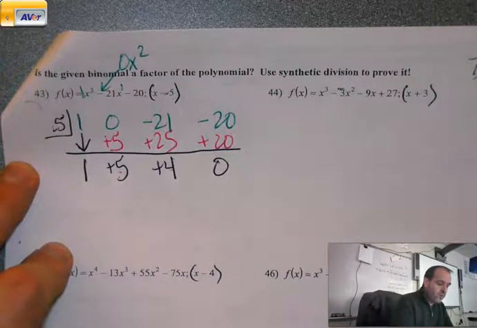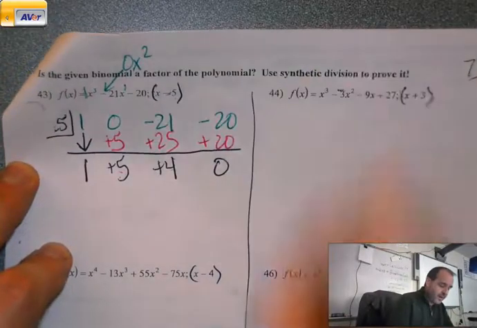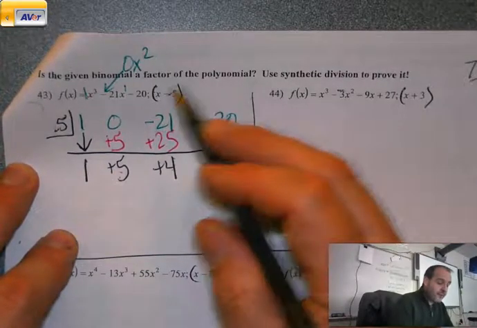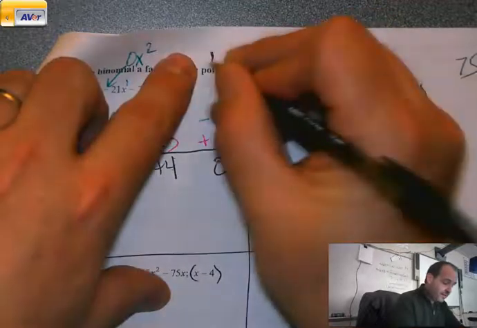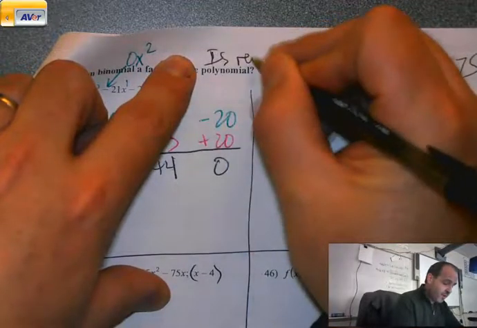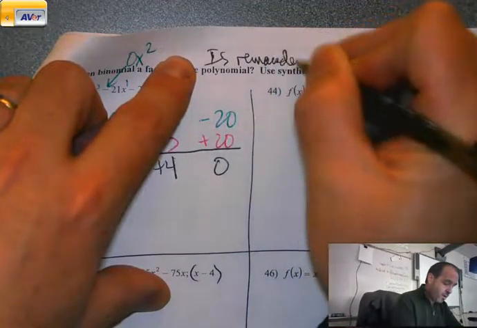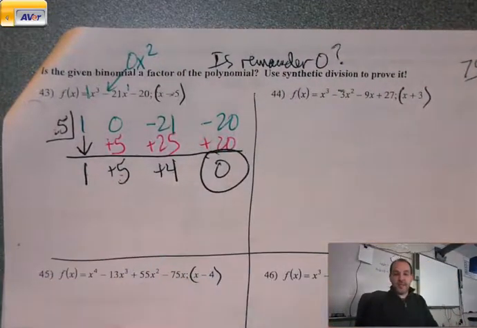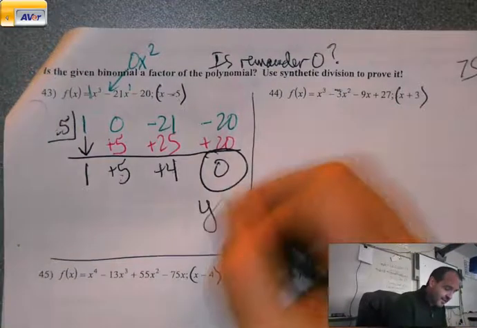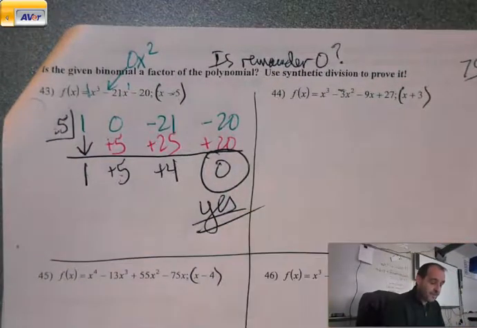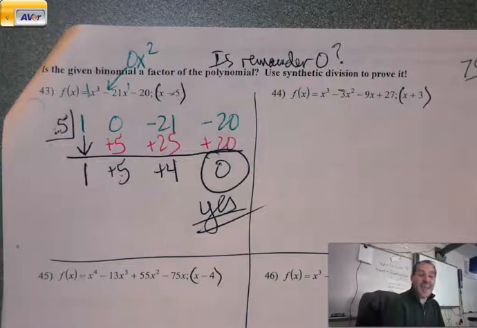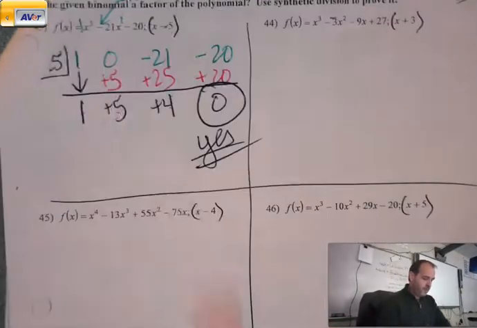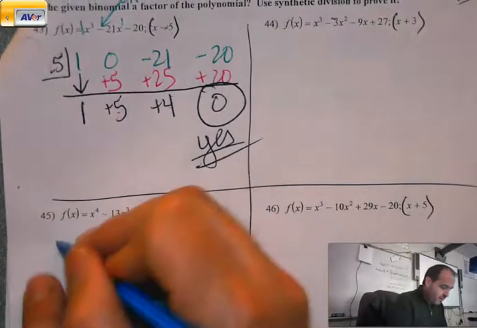So, Hardy, what did I do? Did I do anything right here? Did something go good? Well, is the given binomial a factor of the polynomial? Is the remainder 0? Is the last number you get when you do synthetic division 0? If the answer is yes, the answer is yes. Okay? If it's anything besides 0, the answer is no. So let's play with one more. Change your sign.